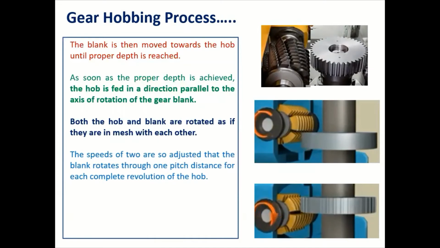So both are rotating, the hob as well as the blank. The speeds of the gear blank and the hob are adjusted so that the blank rotates through one pitch distance for one complete revolution of the hob. As we know, when we are cutting the teeth on the gear blank with the hob, the workpiece or the blank has to be rotated by one pitch. At that time the hob will take one complete rotation.